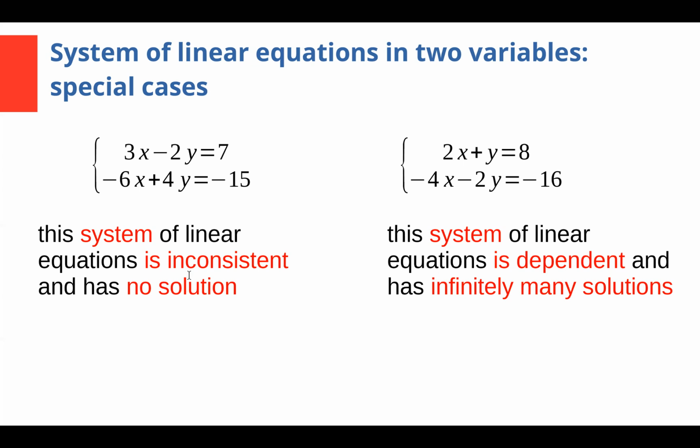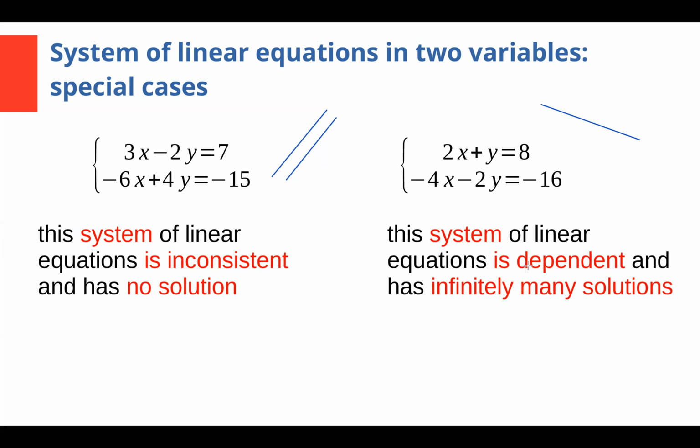How did it look on the graph? It was two parallel lines, like this. So for this case, we can see that the lines do not intersect. So there is no solution, and the system was called inconsistent. For this case, when there are infinitely many solutions, it was the case when both of the equations represented the same line, right? So every single point over here is a solution. That's why there are infinitely many of them.